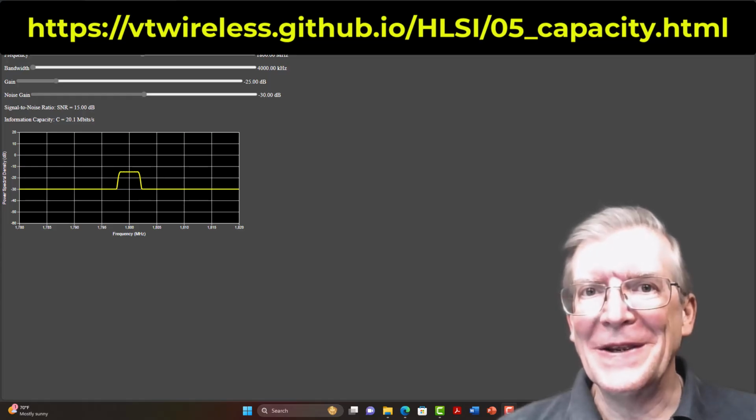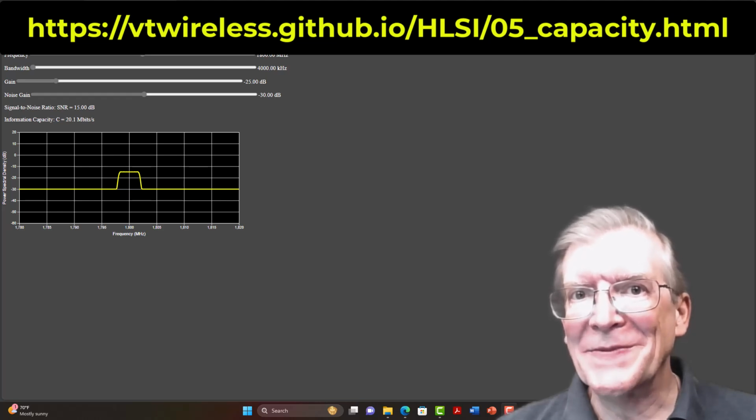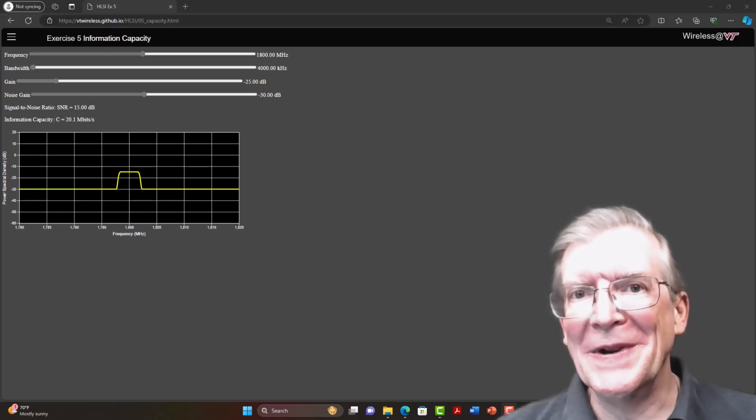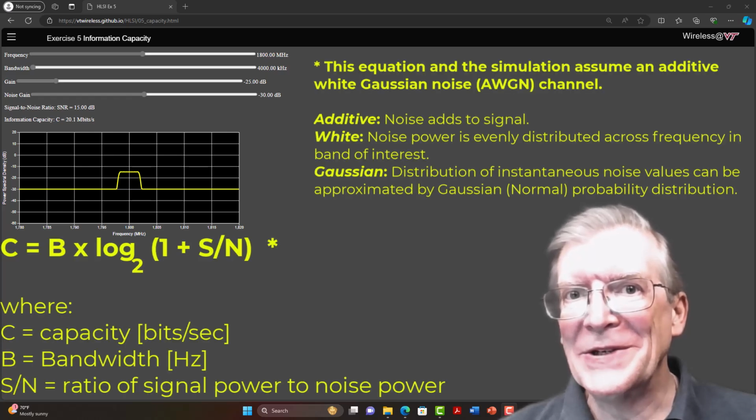To appreciate the importance of the radio spectrum, it's useful to understand the relationship between bandwidth, signal-to-noise ratio, which is related to signal power, and the maximum data rate that can be supported by a radio channel or transmitted by a radio signal. We've developed this simulation to let students and other learners see the information capacity calculated using the Shannon or Shannon-Hartley limit as a function of these other parameters of the signal.